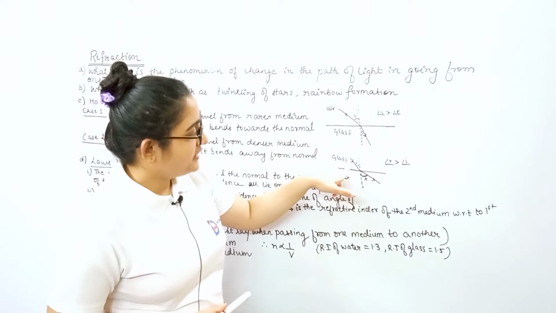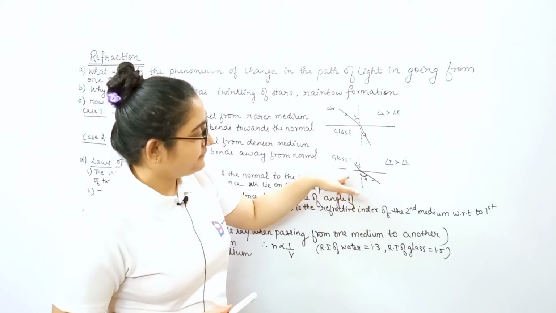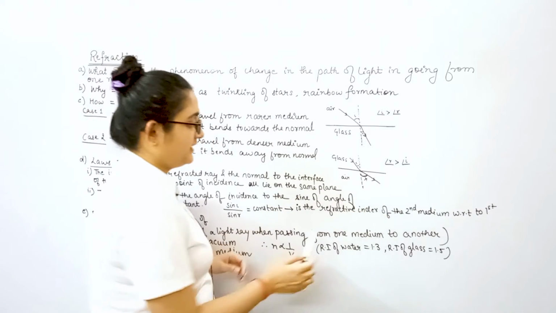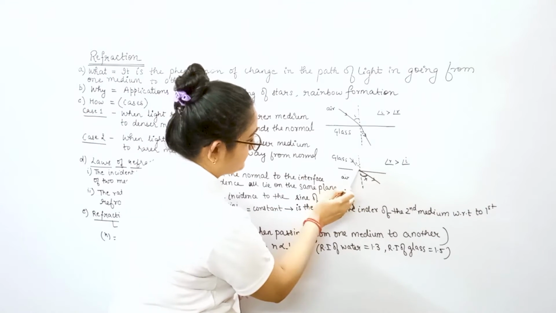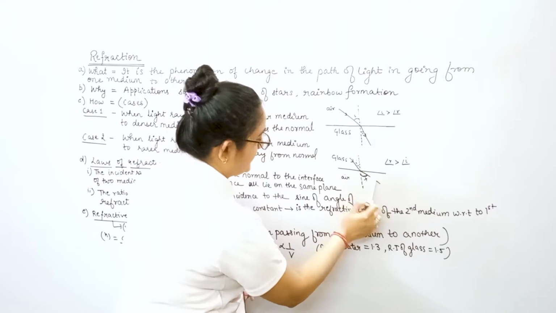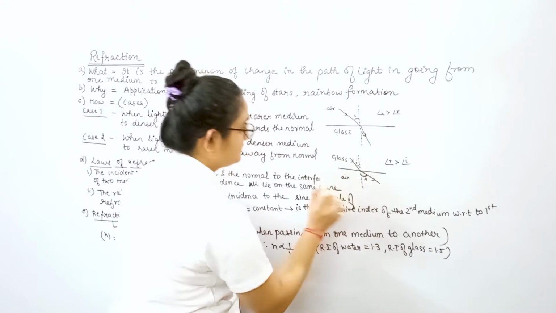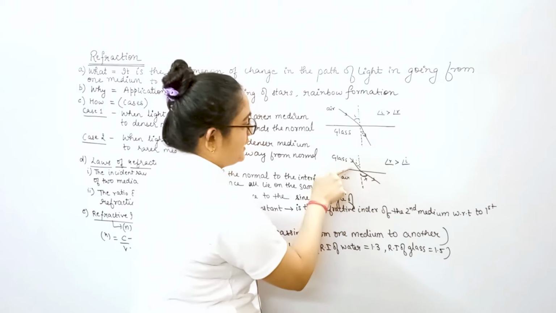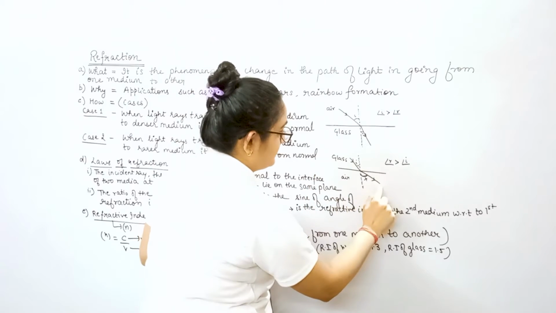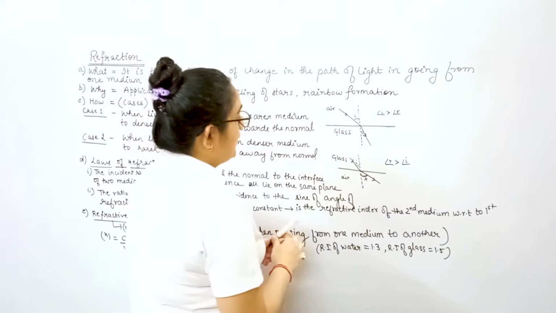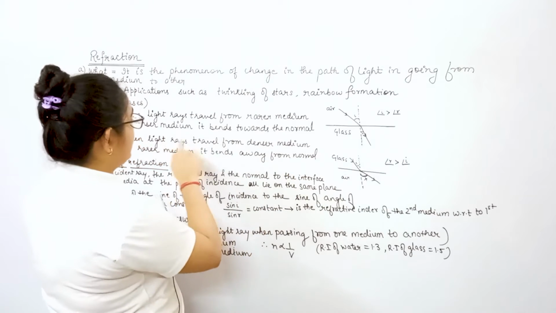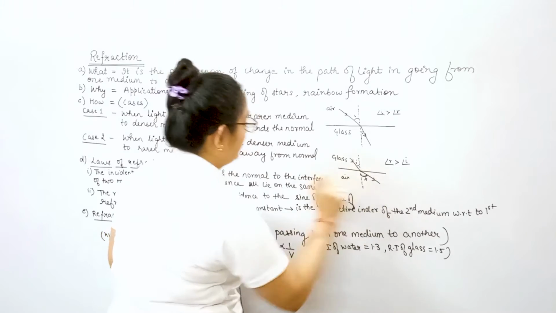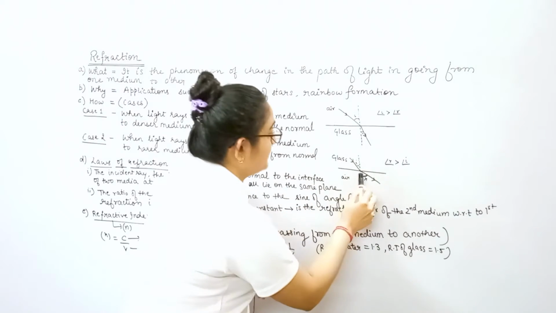So as you can see, now this is the incident ray and this is the refracted ray. Are you getting it? This is the incident ray and this is the refracted ray, and this dotted line is a normal again. Glass is the denser medium, air is the rarer medium. Now you can see that when light rays travel from denser to rarer medium, it bends away from the normal.